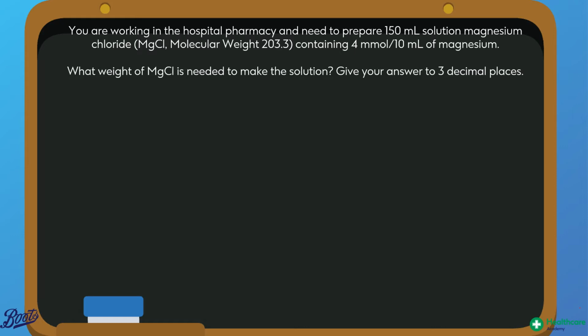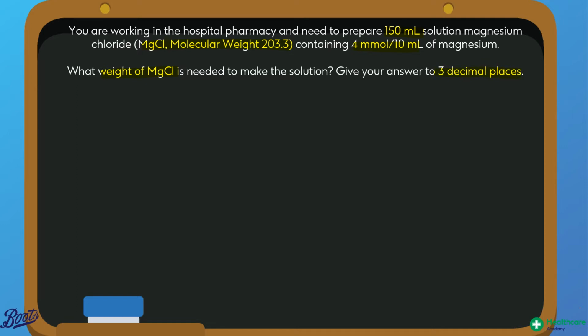So the relevant parts of this particular question are the 150 milliliters that we need to prepare, the molecular weight of magnesium chloride, the 4 millimoles per 10 milliliters of magnesium, the weight of magnesium chloride, and 3 decimal places.